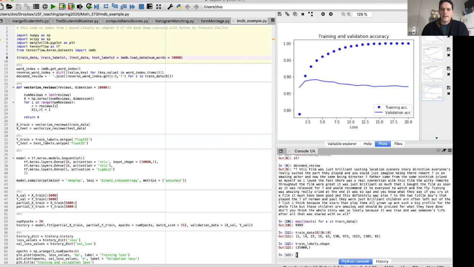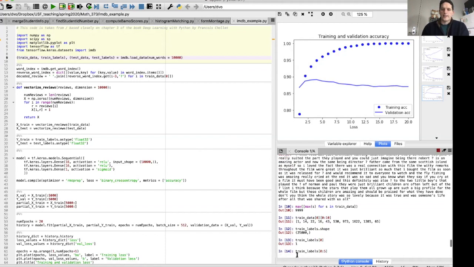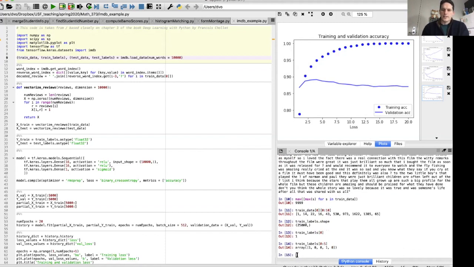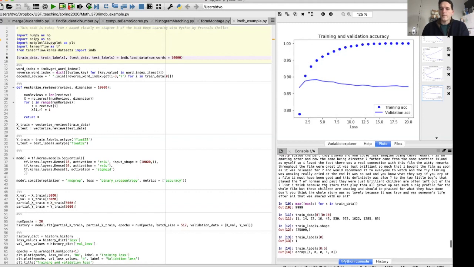It's a NumPy array. And then let's just look at the first label. It's a 1. Let's look at the first 5 labels: 1, 0, 0, 1, 0. So you can see each training example, each movie review in the training data set, has been labeled. 1 means favorable, 0 means unfavorable. And you can tell when you read this movie review that this is a favorable review. That's why the first label is 1.